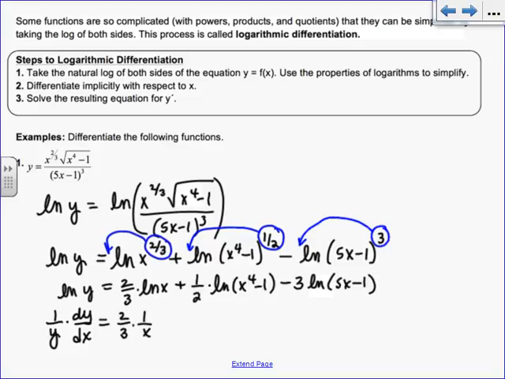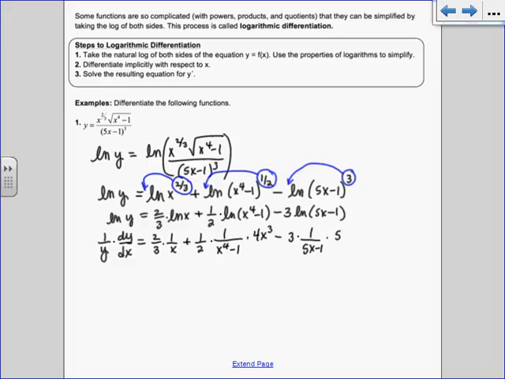2/3 times 1 over x, exactly. What about the next one? I get 1/2 times 1 over x to the 4th minus 1 times 4x cubed, right, the chain. And then I have minus 3 times 1 over 5x minus 1 times 5. Yep. So I clean it up a little bit.